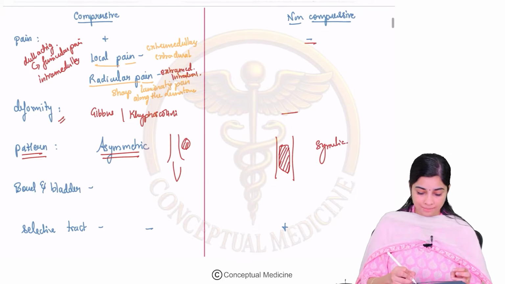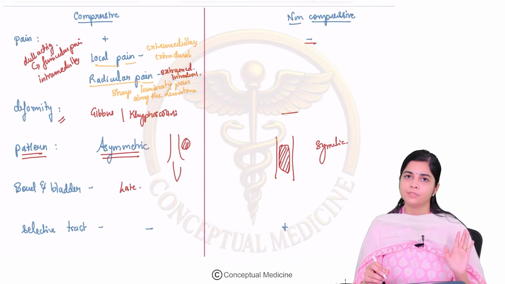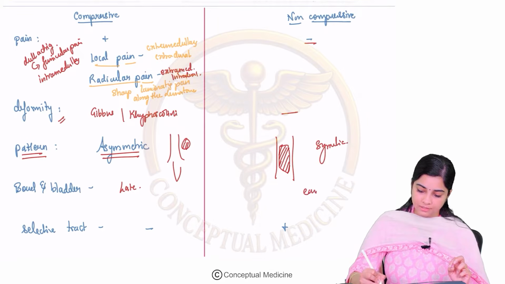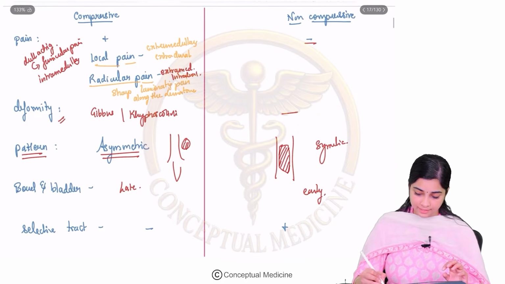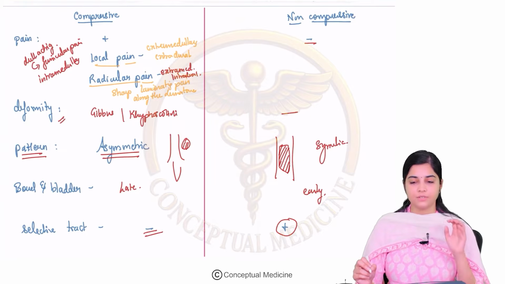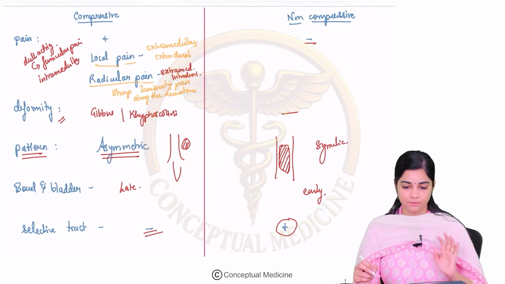Okay, bowel and bladder involvement will be late in your compressive myelopathy depending upon the type of compression, but it is not very frequent. Bowel and bladder will be early in your non-compressive myelopathy. Okay, selective tract involvement is present in non-compressive, it is not there in your compressive. So these are the major differences between compressive versus non-compressive myelopathy.